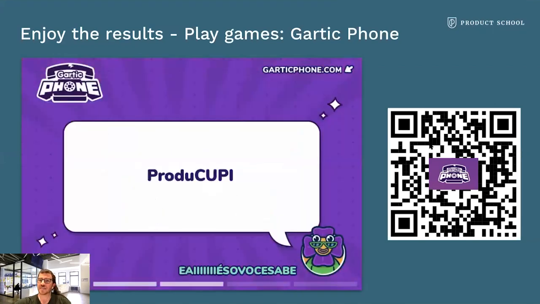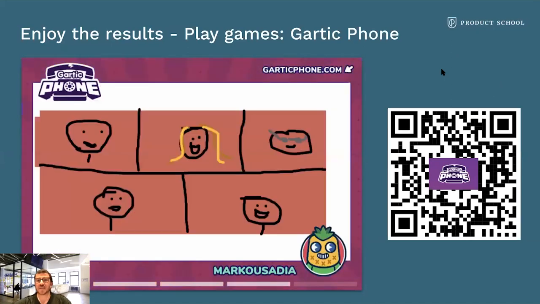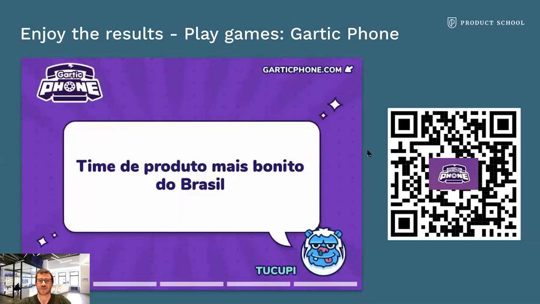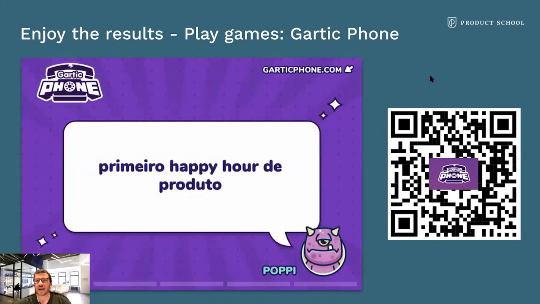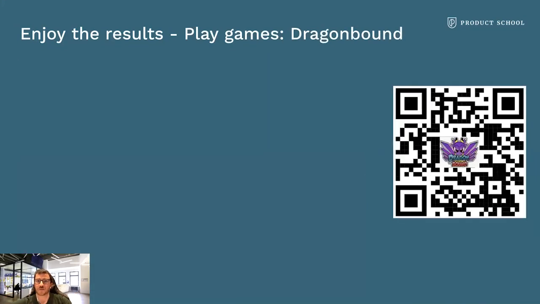If you want, you can just scan this QR code and you will see Gartic Phone. It's amazing. As you can see, you need to draw, you need to write. It's a very nice way to break the ice and get the team very close.